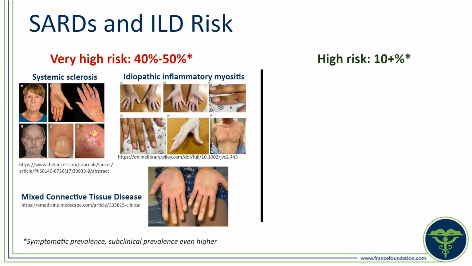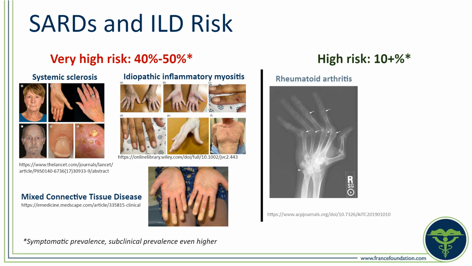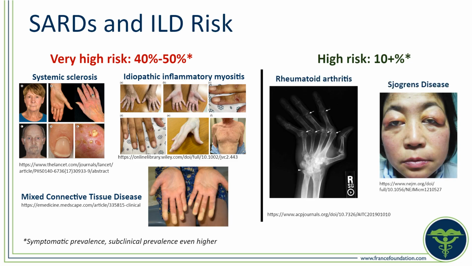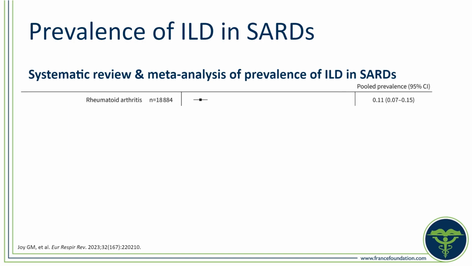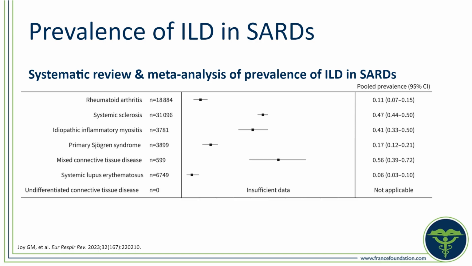The conditions that we think about in the high risk group, where the prevalence is 10 or greater percent of patients are afflicted with interstitial lung disease, include rheumatoid arthritis and Sjogren's disease. This study is a systematic review and meta-analysis evaluating the prevalence of interstitial lung disease across systemic autoimmune rheumatic diseases.